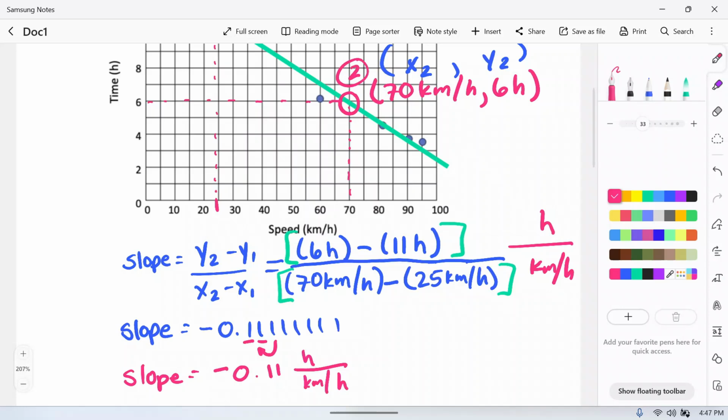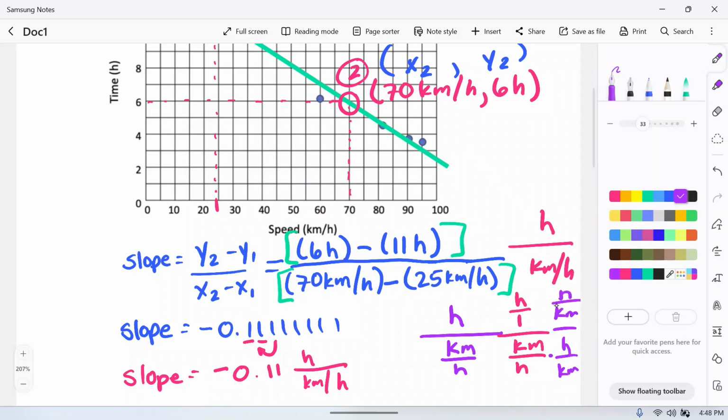Now, this unit does actually simplify. I don't believe I simplified it in my work, but eventually you might want to do this because that's really annoying to write. If I did want to try that, I would have hours divided by kilometers per hour. Now, when you have fractions on top of fractions and so forth, what I can do is I can change this one on top into hours over 1 over kilometers per hour. And then I can flip and multiply. So I basically multiply the top and bottom by hours over kilometers.